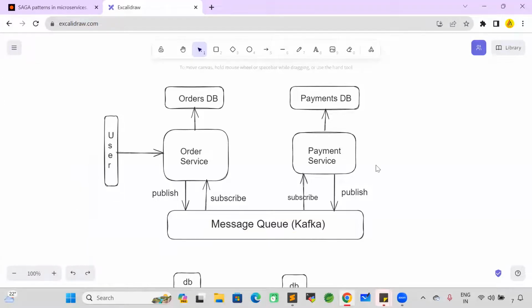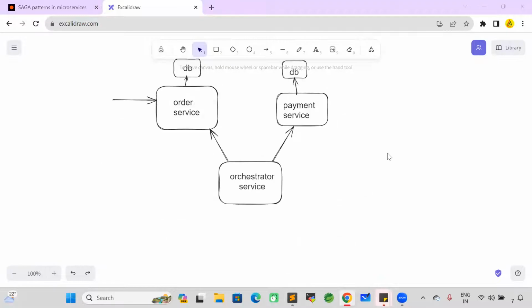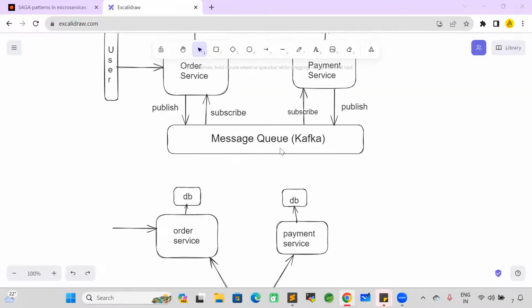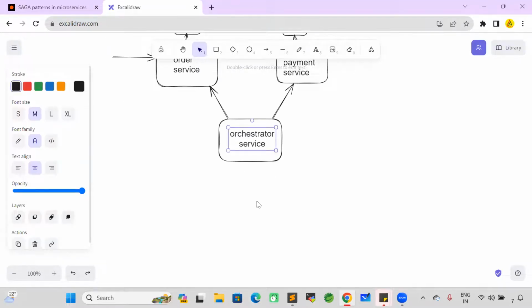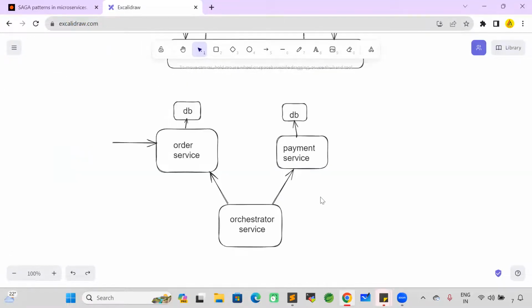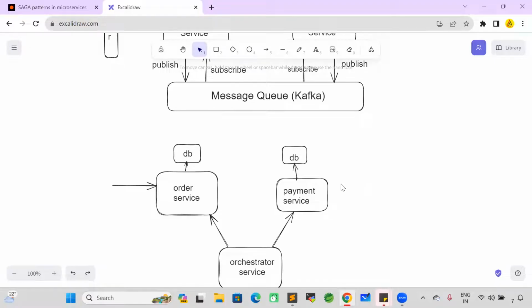Event-based implementation. If you know Kafka, then you can easily implement this distributed transaction by using Kafka. That is the choreography-based SAGA pattern. If you go for orchestration-based SAGA, there is no Kafka topic. Everything will be managed by an orchestrator. Another microservice will be created, which will decide what to do next.